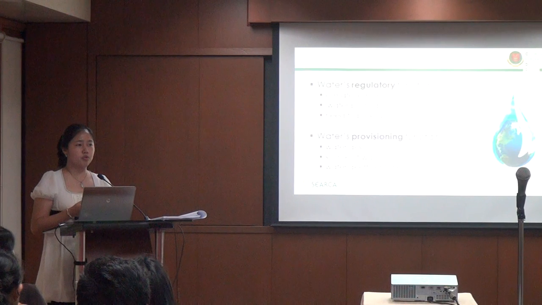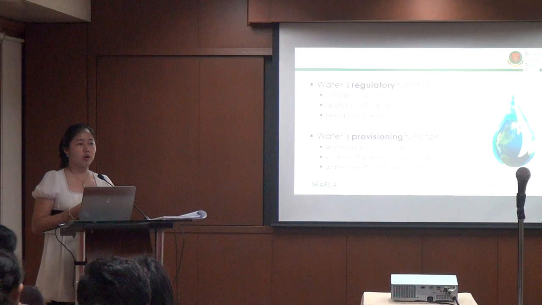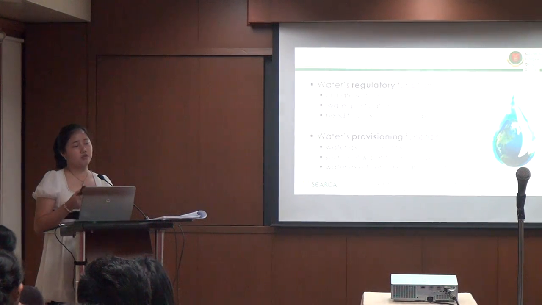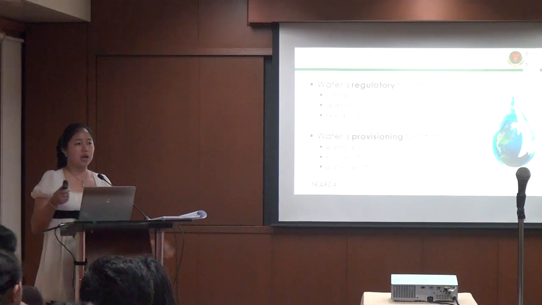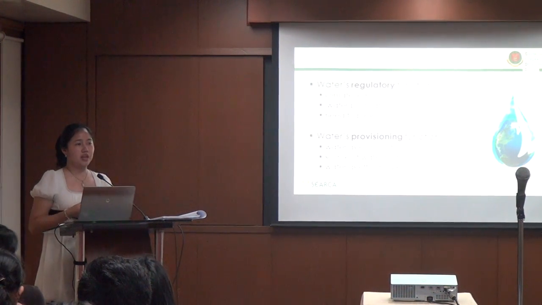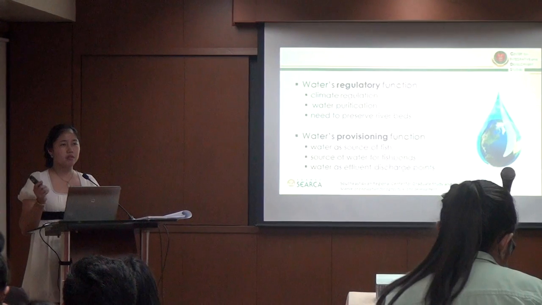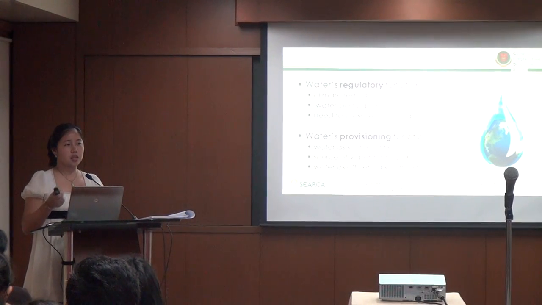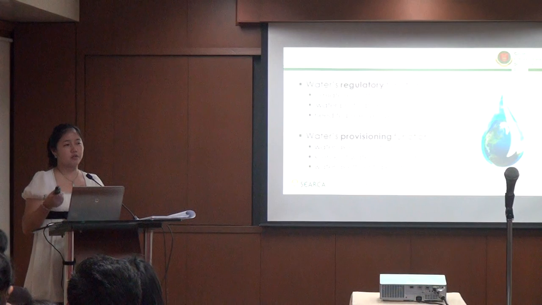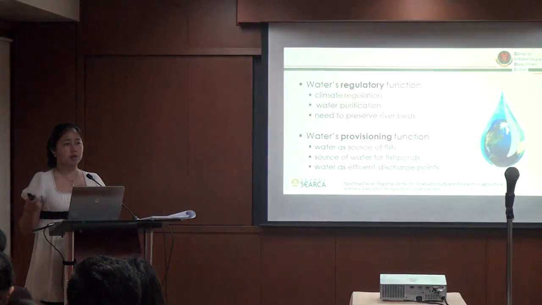On the other hand, water's provisioning function enables us to gather produce such as fish and other water organisms. Then we also utilize the water for fish ponds or aquaculture. And water can also be a body wherein waste materials can be discharged, where the effluents have discharge points. So, one community would depend on water for their food and livelihood, but an industry would depend on water as their discharge point.